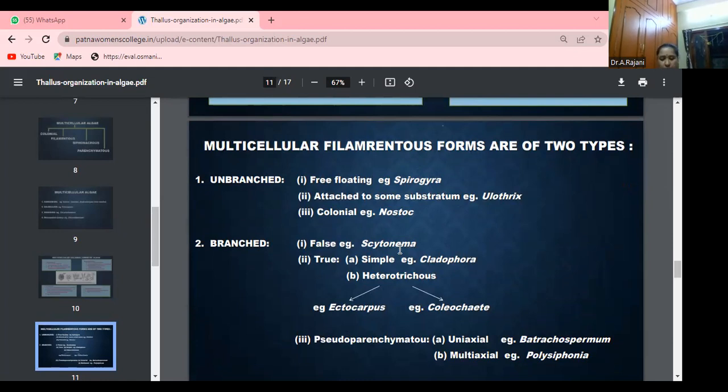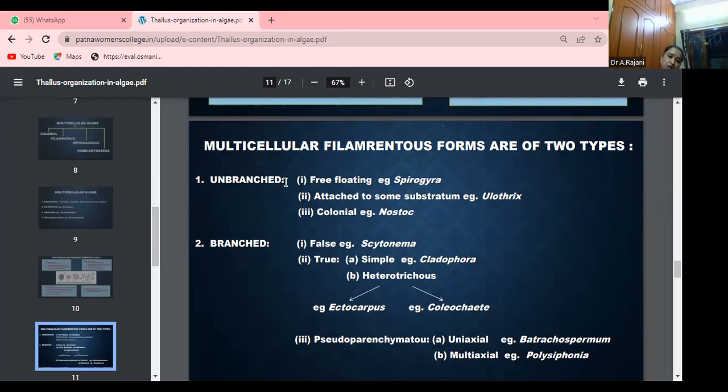These filamentous forms are common in algae. All algae, the filamentous form is common. In a filament, the cells are joined end to end. All cells are joined end to end. In Cyanophyta, a filament consists of a trichome. The filament also divides into two.